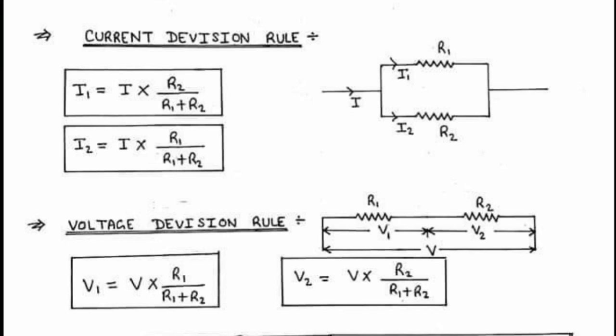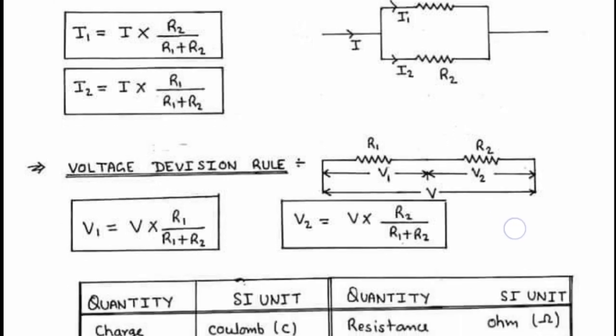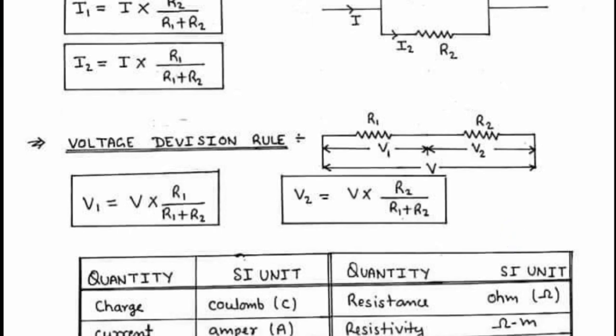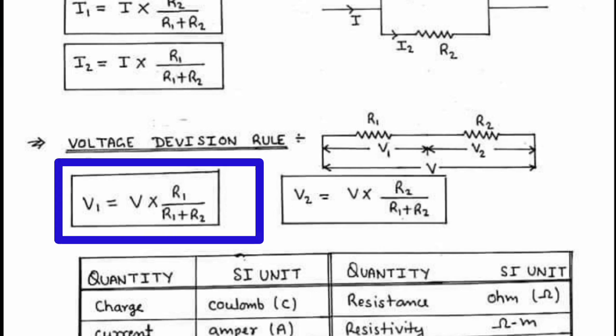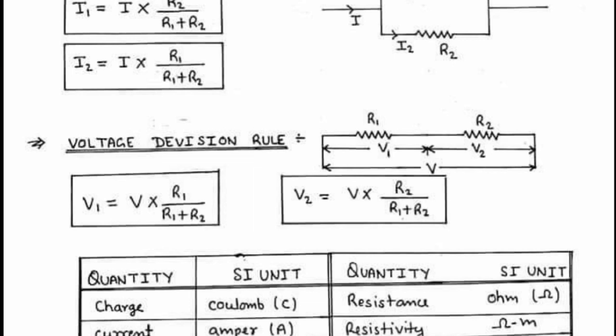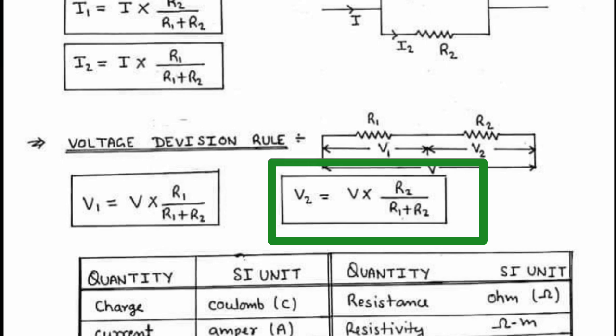Coming to the voltage division rule, what are the formulas? Let two resistances be connected in series. V1 and V2 are the voltages across R1 and R2. V1 equals the total voltage V into R1 divided by R1 plus R2. How to remember this? V1, the voltage across resistance R1, is given by the total voltage into the R1 resistance divided by the total resistance. V2 equals V into R2 by R1 plus R2. That is the voltage division rule.